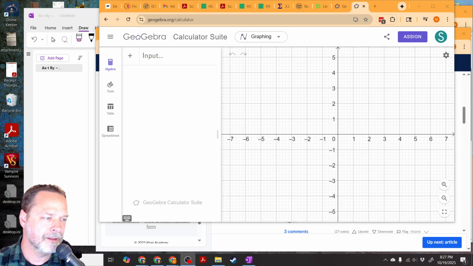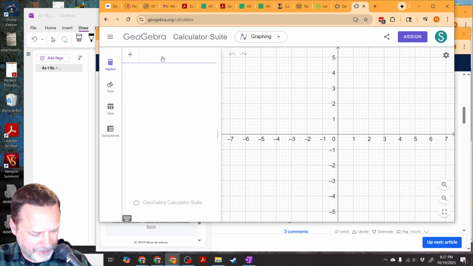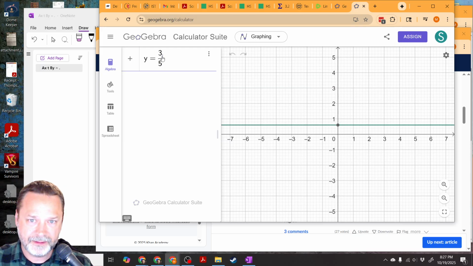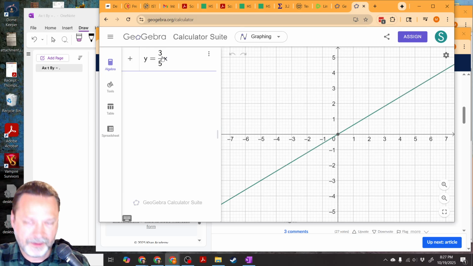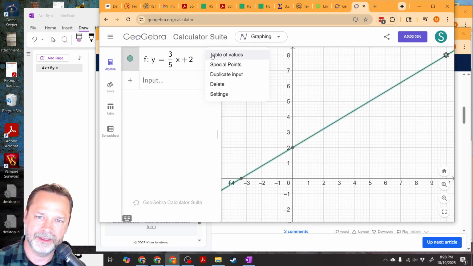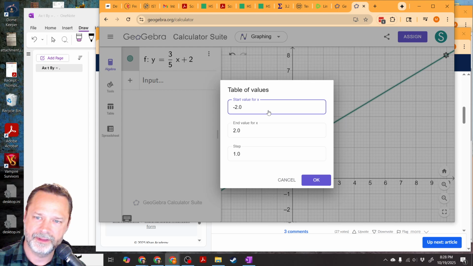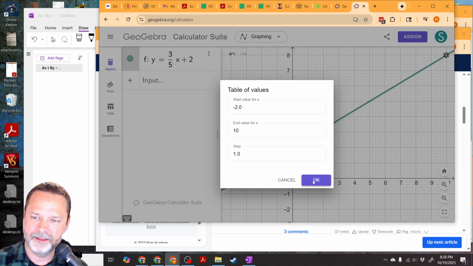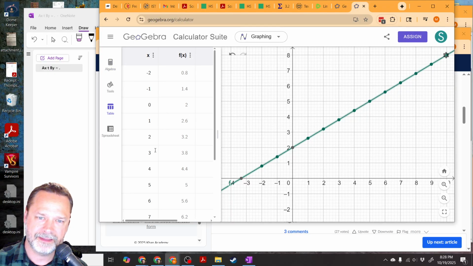All right, so in GeoGebra, that's what I'm going to use. I can just type in y equals 3/5 x plus 2. And it'll show me some points. And I can also, let me see here, I think I can get a table of values. So we can throw some table of values here. Ending value for x, let's go 10. And okay, so I got this table of values.